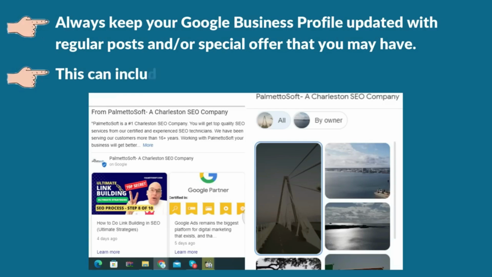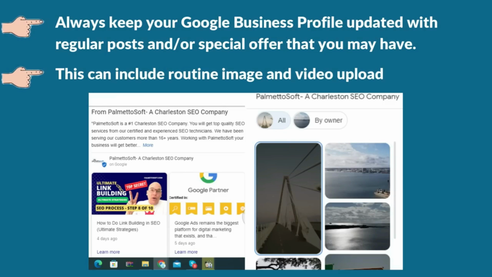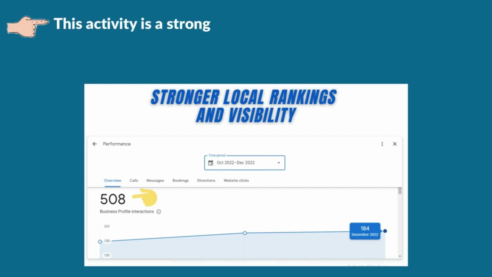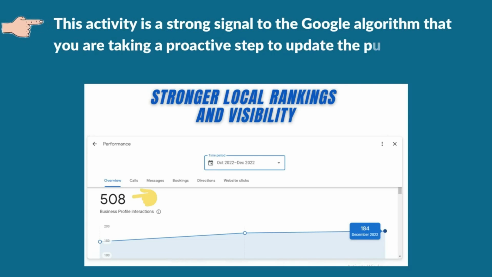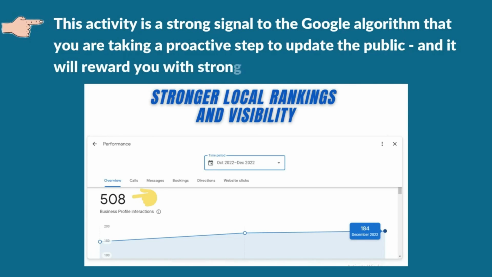This can include routine image and video uploading. This activity is a strong signal to the Google algorithm that you are taking a proactive step to update the public about your business, and it will reward you with stronger local rankings and visibility.